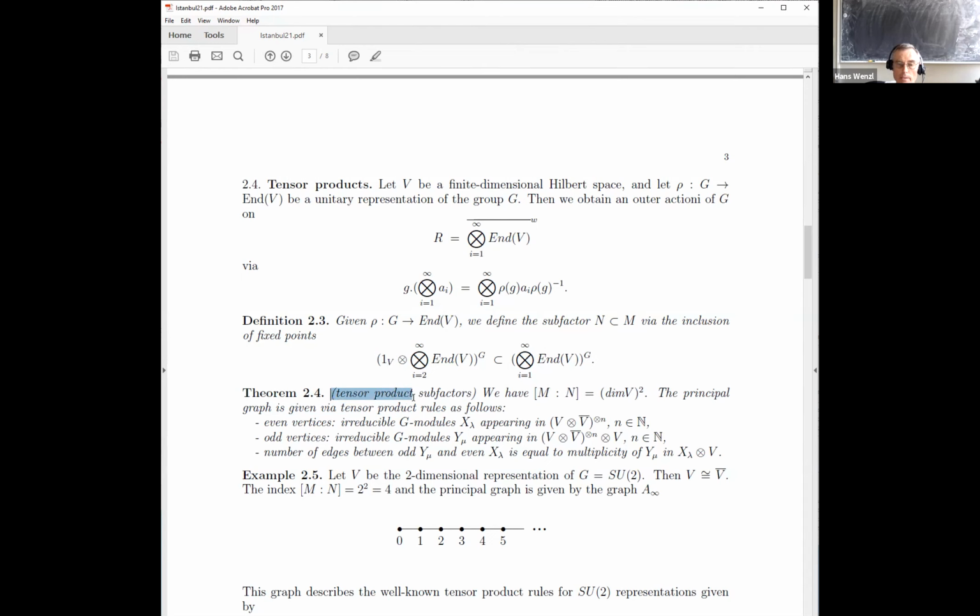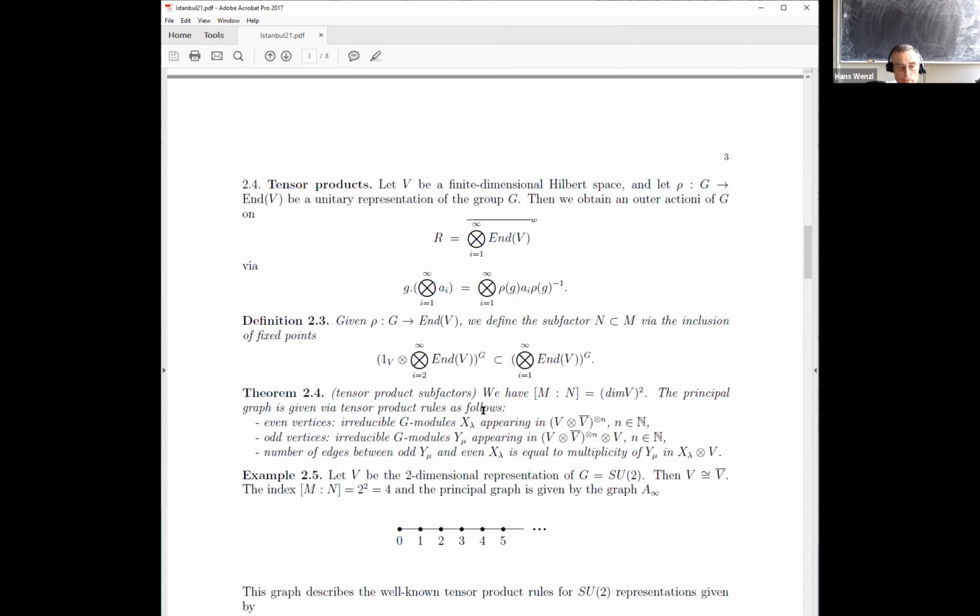So I call this tensor product subfactors. And again, one can figure out quite precisely what this is. So the index is, not surprisingly, just the dimension of V squared. And the principal graph can again be described via representations of G.